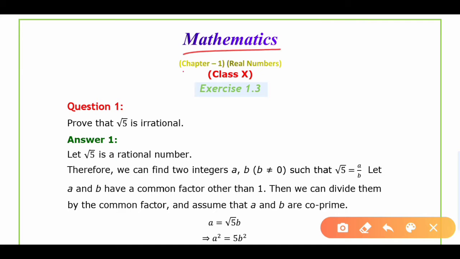Mathematics, Chapter 1, Real Numbers, Class 10th, Exercise 1.3. Question number 1. Prove that root 5 is irrational.